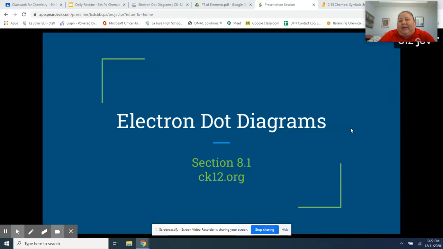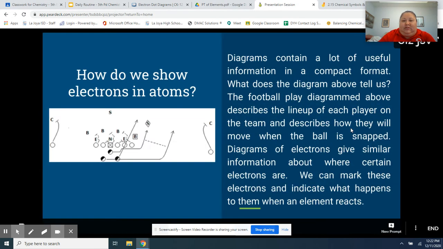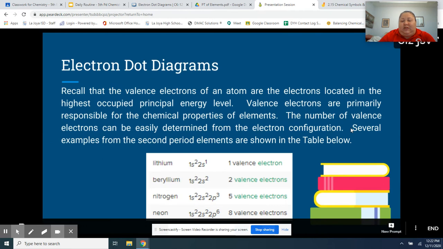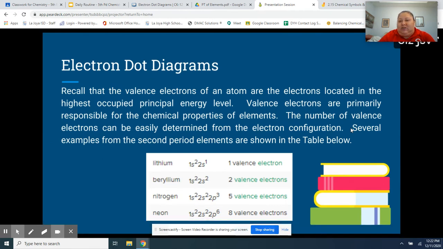Hi, students. We're back again. We're going to continue where we left off yesterday. We started talking about section 8.1, electron dot diagrams. I believe I stopped off on the third slide, which is this one, where we started talking about valence electrons. I'm going to go over this slide one more time.